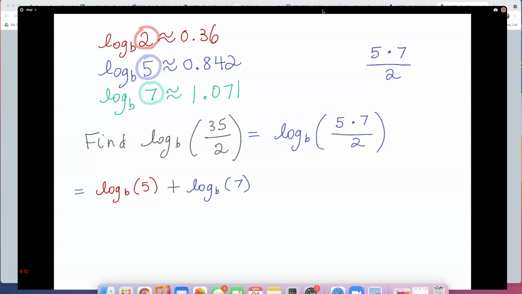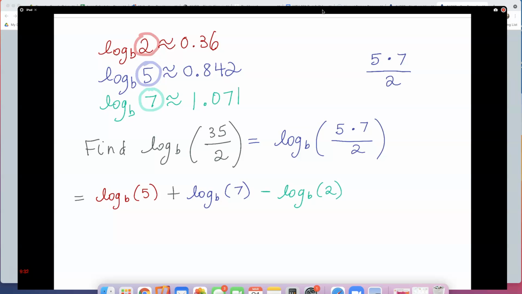Now, what about that 2 in the bottom of the fraction? We need to write this as minus because it's in the bottom of the fraction. It's dividing. Log base b of, what's the number in the bottom? Sorry, 2. So I need to add the red and the blue and subtract the green. So what's that going to be? That's going to be 0.36 plus 0.842, right? That's the number in the middle, minus 1.071.